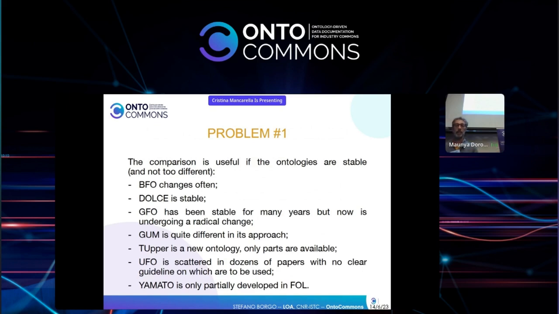It's under development. Other ontologies like UFO have a problem that they have a lot of proliferation of papers, and then there is no real guideline. So papers may be about similar things, but there is no real guideline of which one you should use. And that's probably something that they will solve. But at the moment, we had those issues. And Yamato is quite stable. It's probably one of the oldest ontologies, but first of all, the logic is only partially schematized.